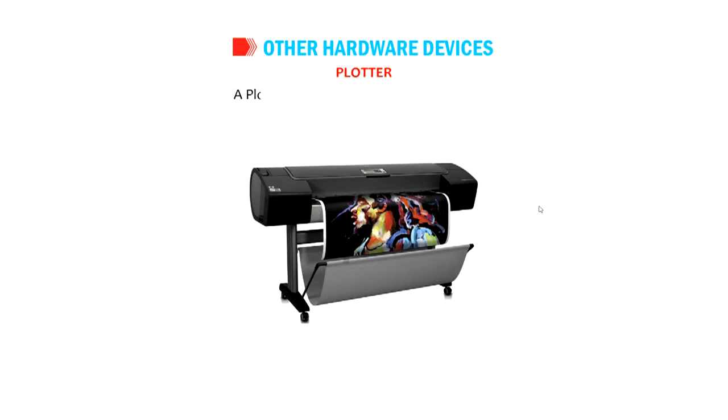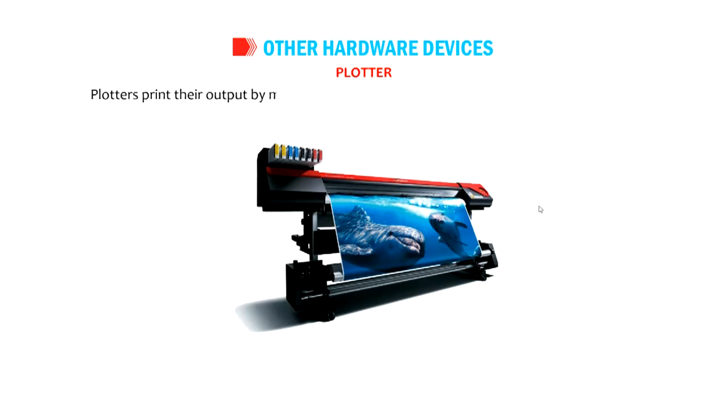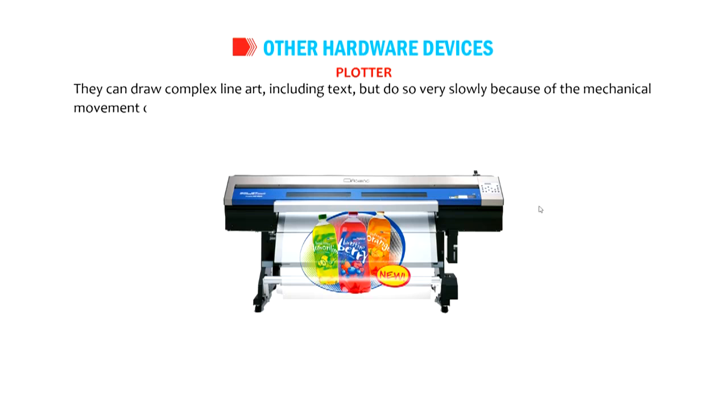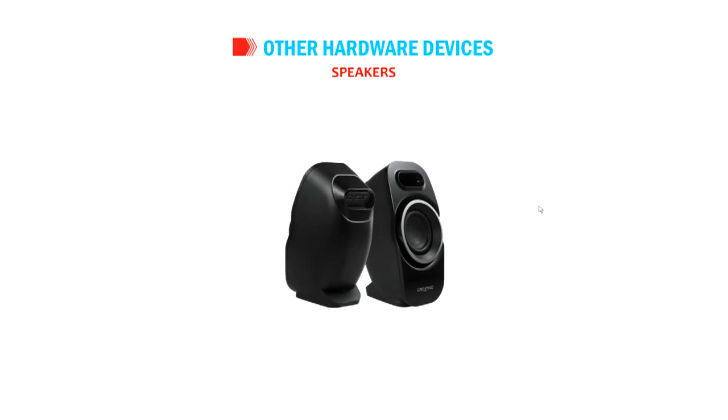Plotter. A plotter is a kind of printer for computers. It is used to print on very large size papers. Plotters print their output by moving colored pens across the surface of a piece of paper. They are generally used for flex printing. They can draw complex line art, including text, but do so very slowly because of the mechanical movement of the pens. Speakers. Speakers are used to listen to music and sound stored in a computer.